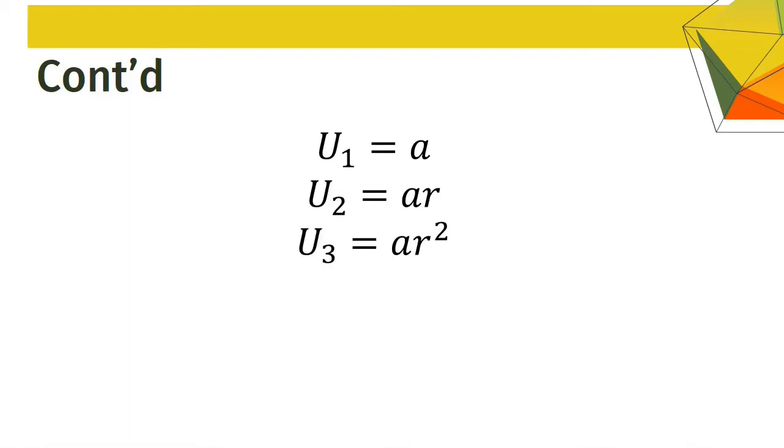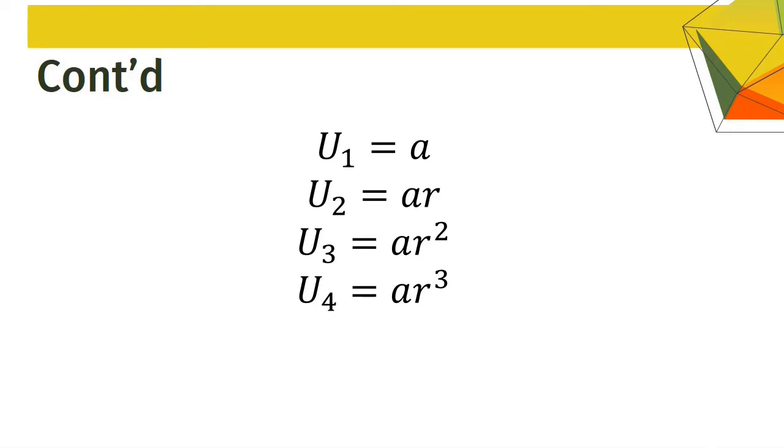How do I get the third term? The third term is also given by the previous term, which is the second term, AR, multiplied by R, and that will produce AR squared. The fourth term will now also give us AR cubed.